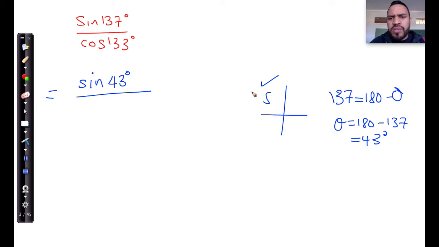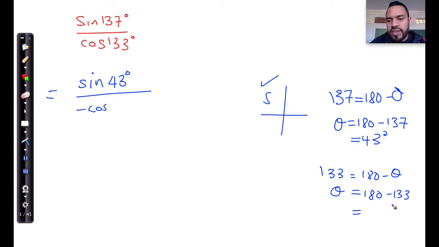Now cos 133 still lies in the second quadrant, and only sine is positive over there. So this has to be negative cos, and the reduced angle has to be 47. Right. And how did I get that? I said 133 is equal to 180 minus theta, and I solve for theta. That's going to give me 180 minus 133, which is 47 degrees. And that's negative cos of 47 degrees.